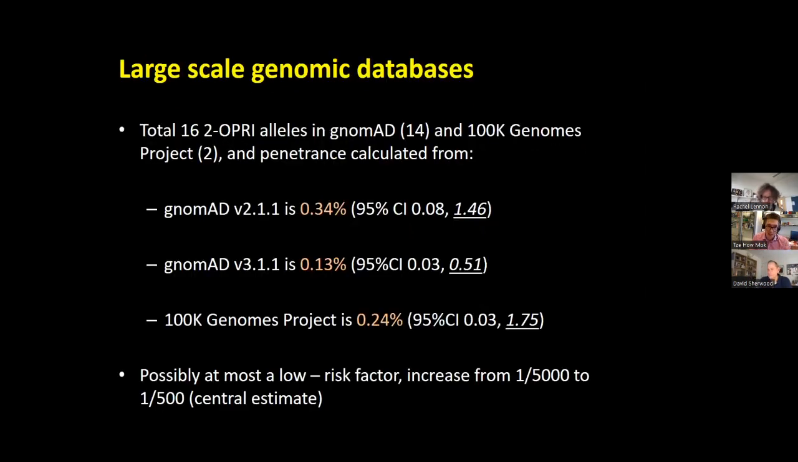But then we had the large-scale genomic databases that we can interrogate, and one of them is the 100,000 Genomes Project. Overall, the central estimates are about 0.2%, and the upper bound of the 95% interval is less than 2%. So our conclusion is that this is possibly at most a low risk factor, which increases your lifetime risk if you have this insertion from 1 in 5,000 to 1 in 500.